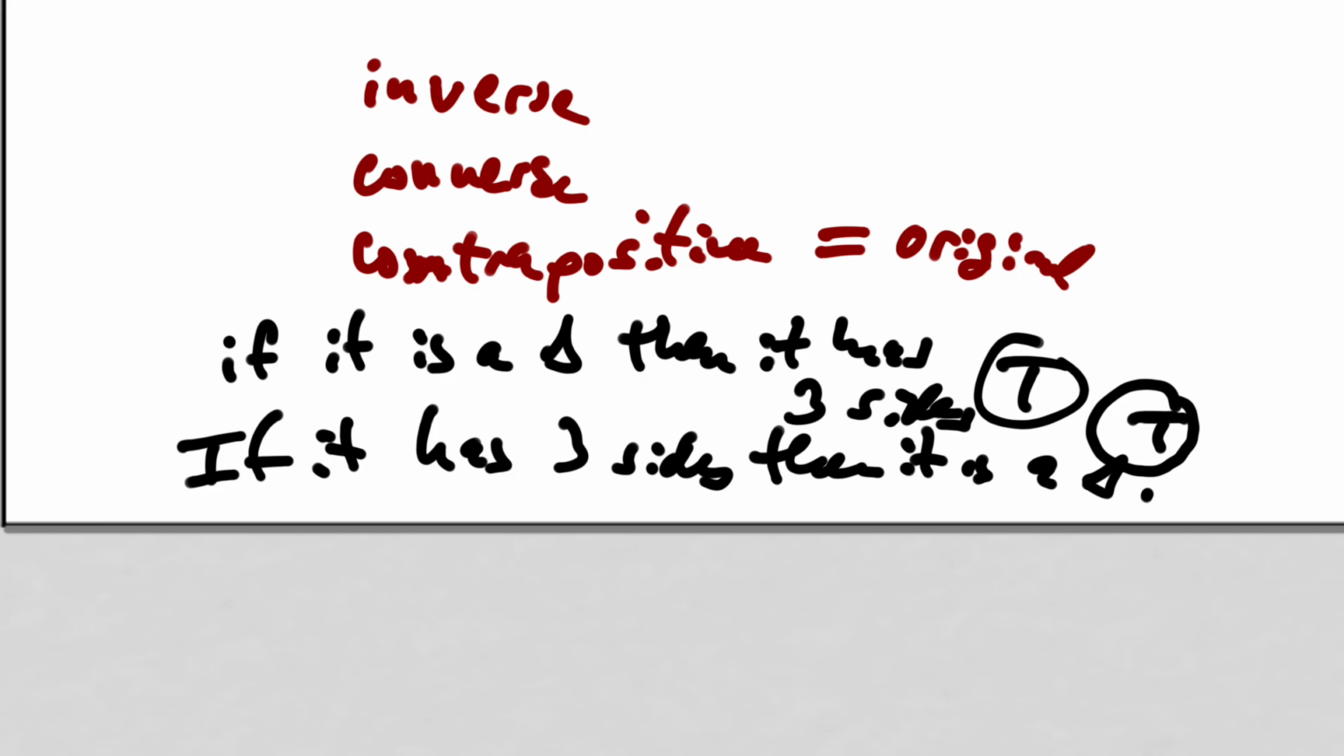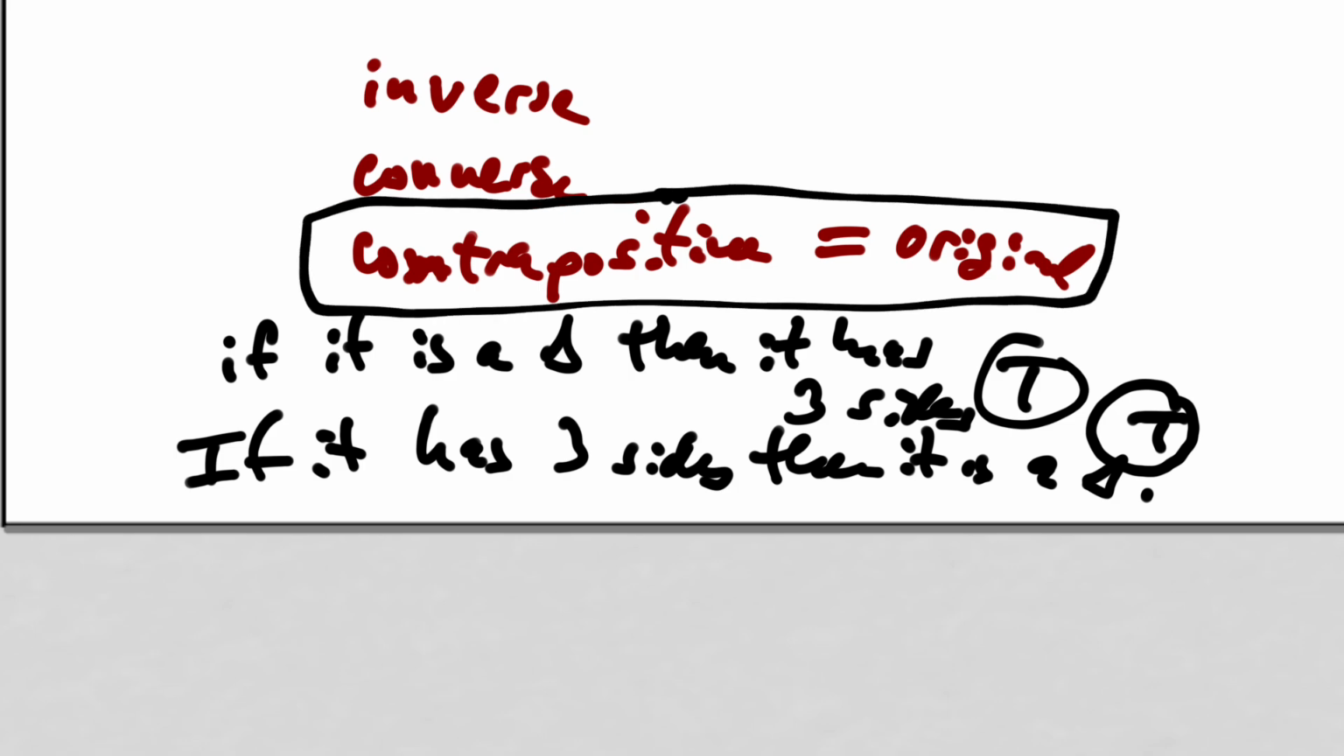And people even say in the English language, if it's a triangle, it has 3 sides, and conversely, if it has 3 sides, it's a triangle. They're telling you in this situation that the converse is logically equivalent to the original. And in that case, all 4 things would be logically equivalent. But in general, for any statement, the contrapositive is logically equivalent to the original. And that's the end of this lesson.